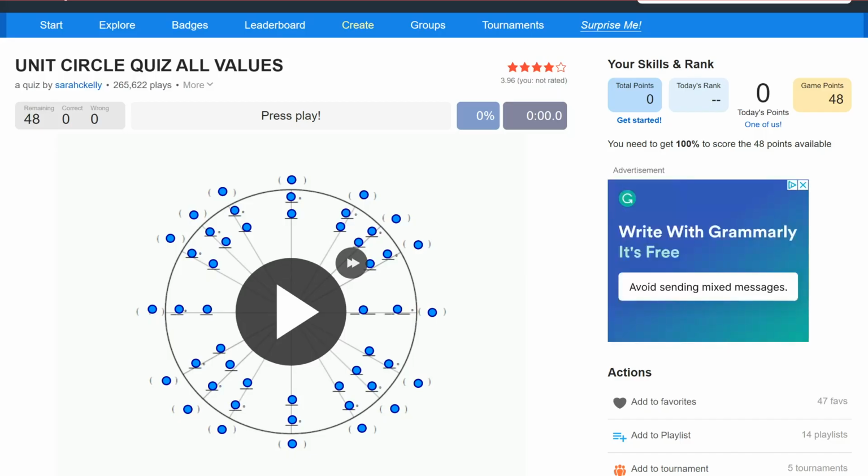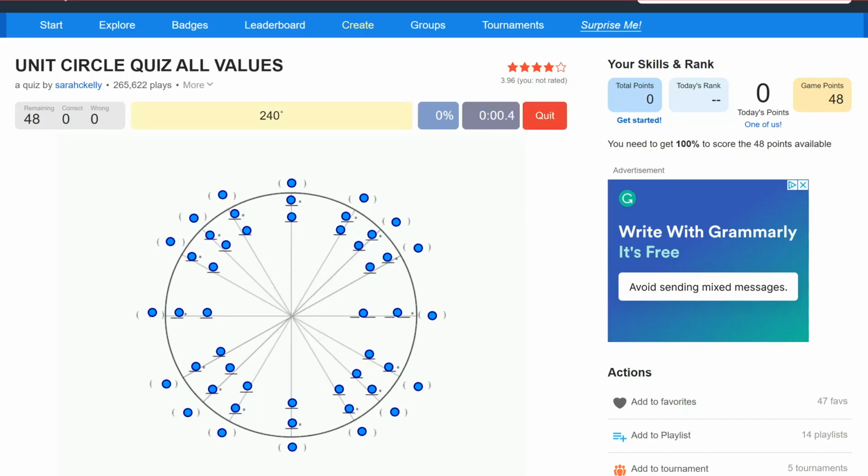So let me show you how it works. At each angle, you've got 3 blanks. The first blank there is the angle in radians, the second one is in degrees, and the third one is the ordered pair. So the first thing that it's asking us here is to locate 240 degrees.